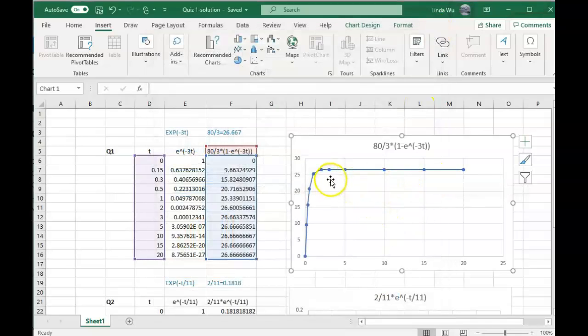You can see this one will reach its maximum value approximately at this point. That's basically we will get 2. That one is already very close to the maximum, and then it will stay there. So the maximum is 80 over 3, which is 26.666. So these values all fit this maximum value.